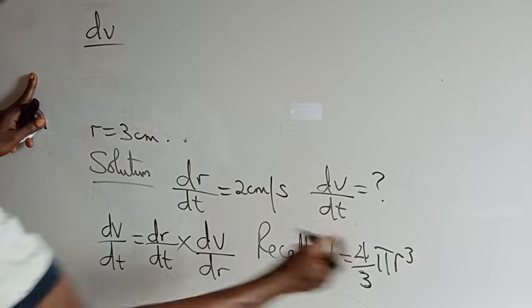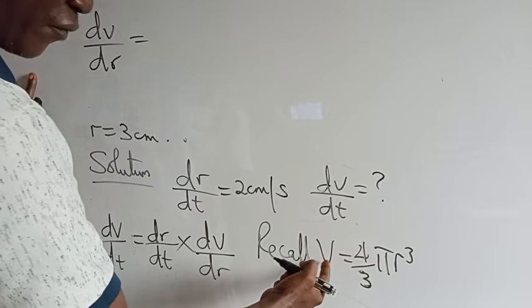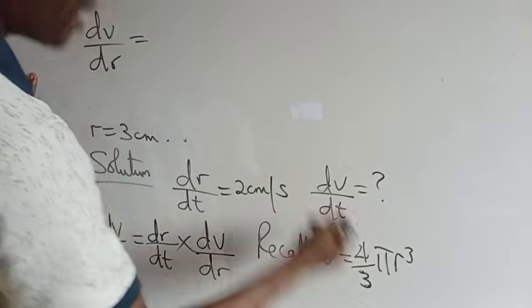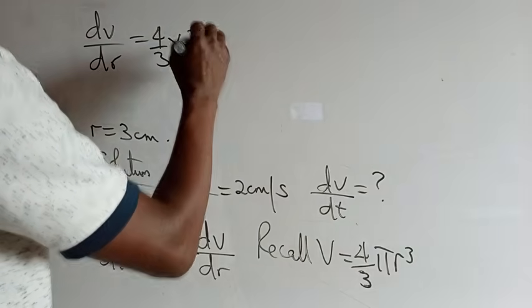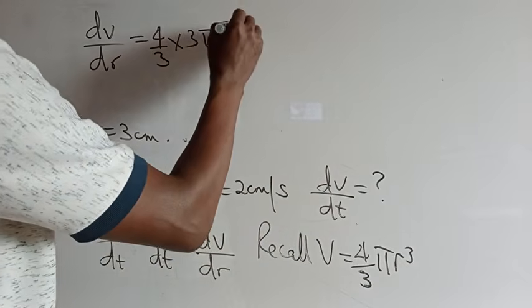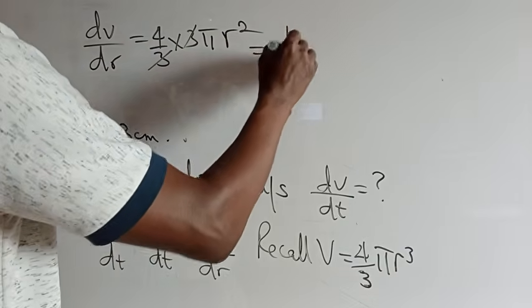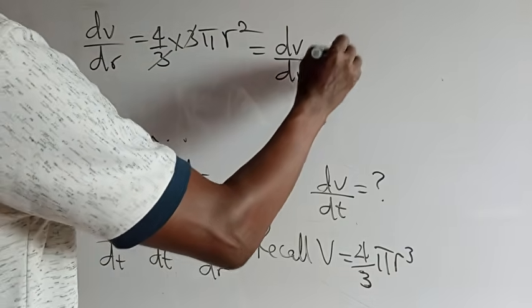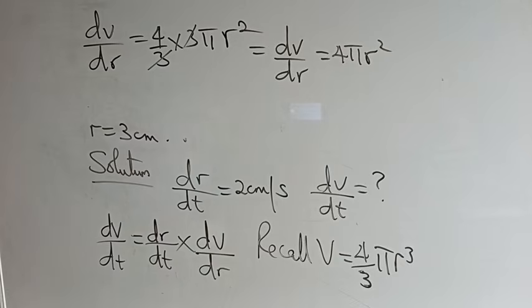Now we want to look for dV/dr. We want to differentiate V with respect to r. So 3 is multiplying 4 over 3, 4 over 3 times 3. Then pi is a constant. Then for r, we subtract 1 from the cube power, so you have a square. So 3 cancels 3 here. So dV/dr will be 4 pi r squared. Fine.